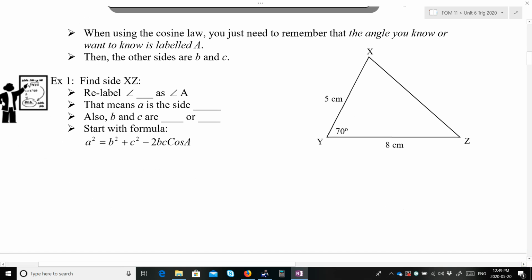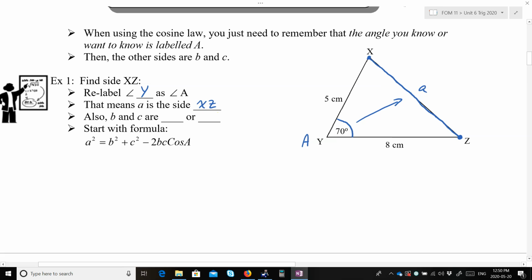Example 1, find side XZ. So they want us to find the length of this line segment right here. And we are going to relabel angle Y as angle A. Okay, because the angle that we know is relabeled as A. That means little a is the side XZ. Okay, because if this is capital A, remember how like the side across is little a? Okay, so that means a is the side XZ.